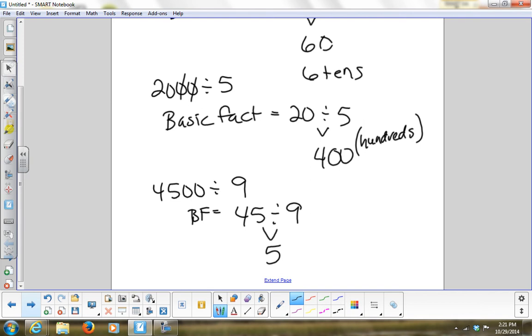Alright. Okay, and then how many zeros did I ignore? 2, which means it's tens or hundreds? Hundreds. And I'm going to put how many back here? 2. Good. Get out your whiteboards, please.